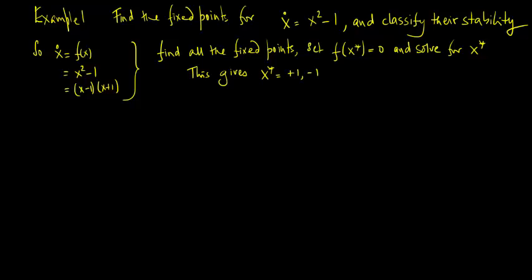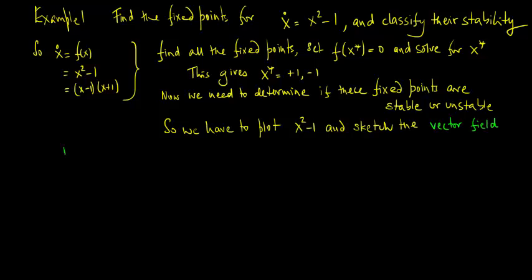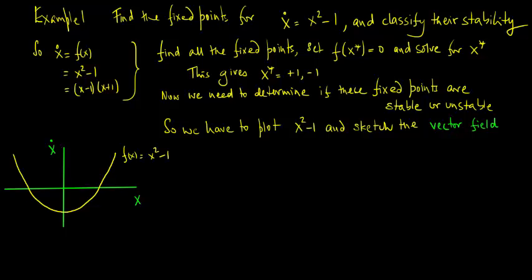The algebra is straightforward. Now we need to determine if these fixed points are stable or unstable. So we have to plot x squared minus 1 and sketch the resulting vector field. So we go ahead and plot x dot versus x and make a plot of f of x is equal to x squared minus 1. Highlight the direction of the flows and highlight the fixed points.